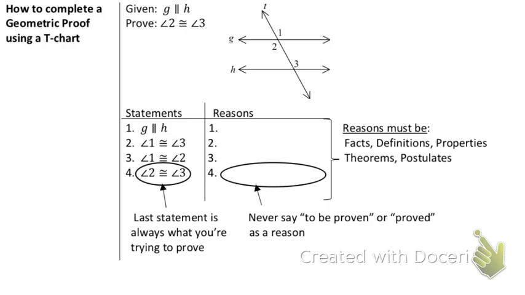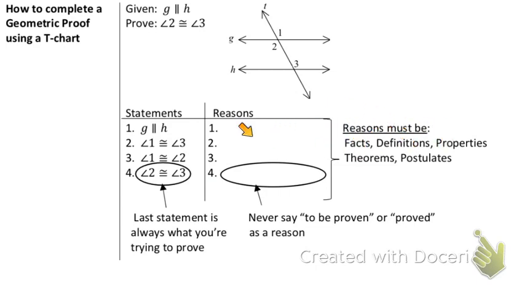Okay, so here's an example of a geometry proof. We are not necessarily going to fill this in. I just want to make sure we are comfortable with the dynamics of the T-chart. Again, on the left side, you would put your statements. Usually it's things that are congruent to each other in geometry. You also could put things that add up to 180. But on the right side, we must use reasons: facts, definitions, properties, theorems, postulates.